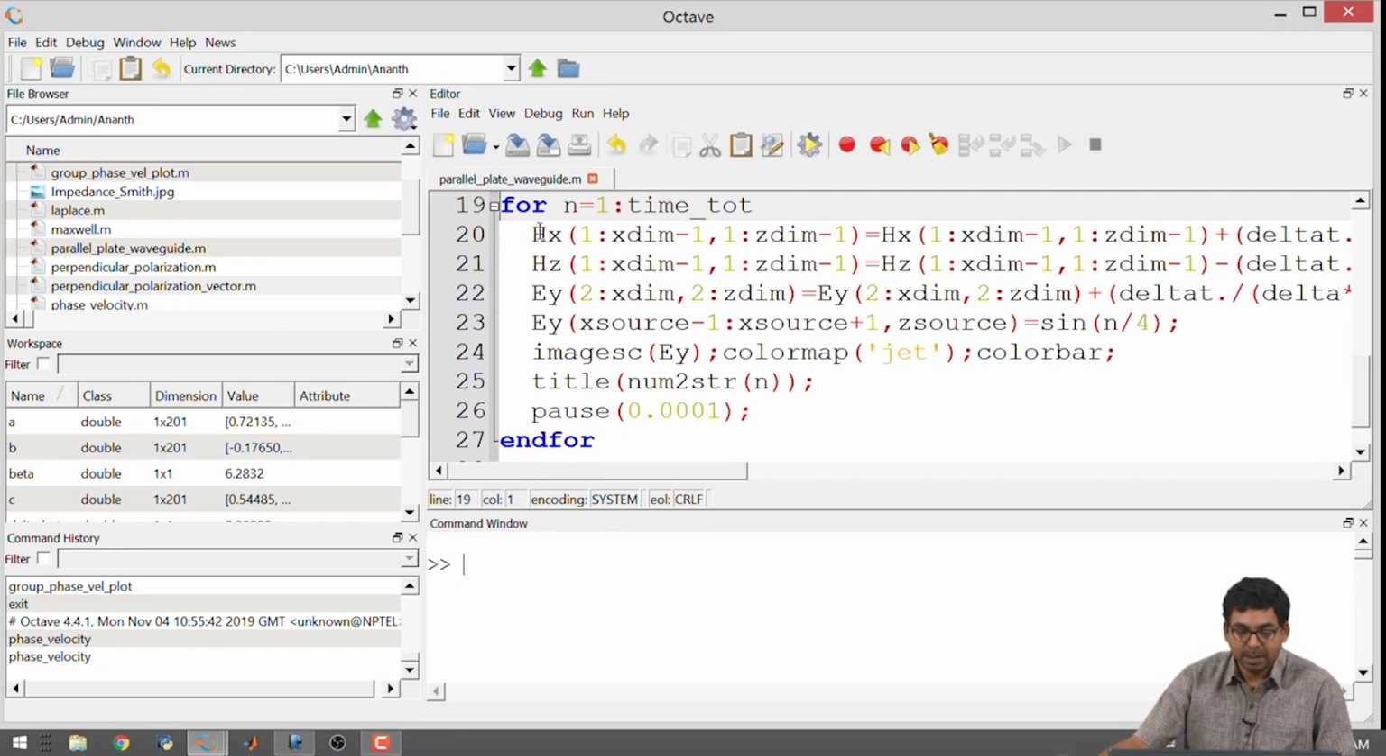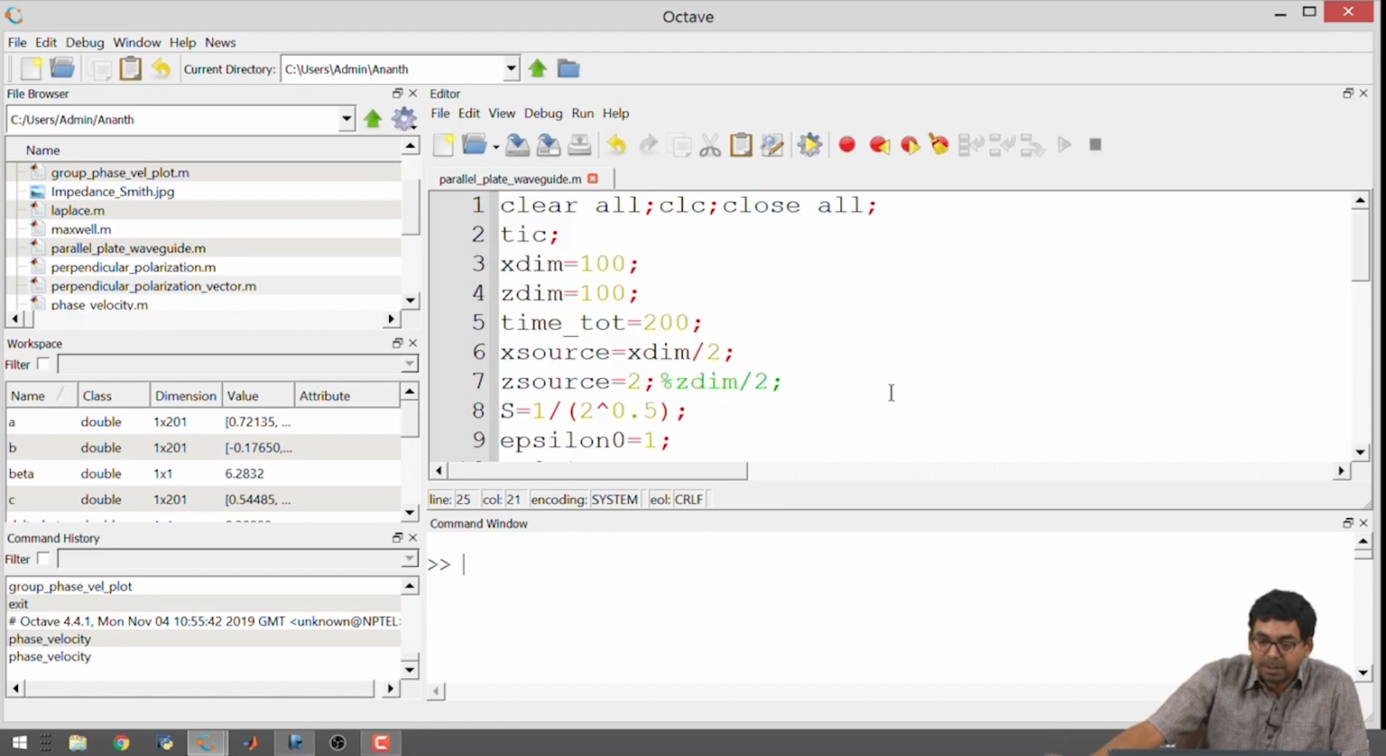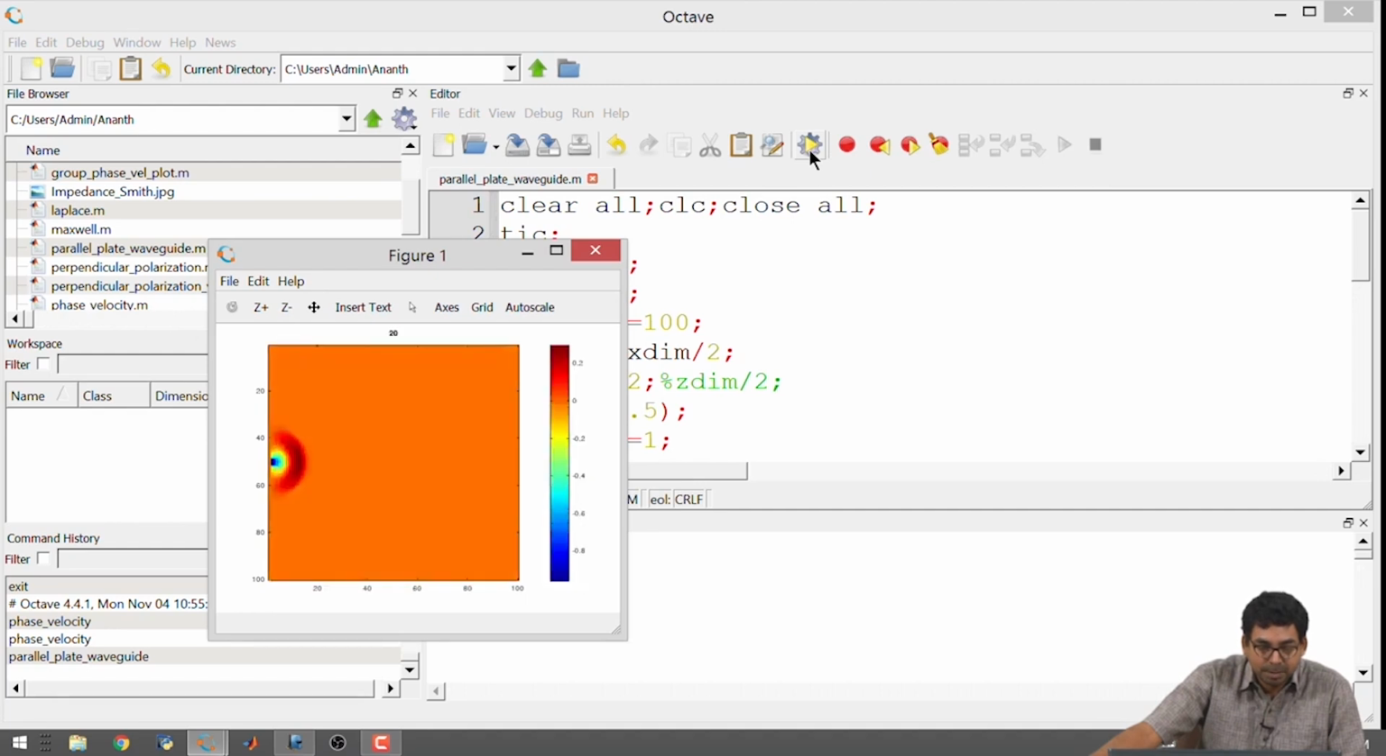Inside we had written the vector update for Hx, Hz, Ey. The first step that I will do is make sure that my program first runs and then I will start making modifications. I have removed a couple of lines, I will just make sure that my program runs and then I will start making some modifications to it. So, I will reduce the amount of time to say 100 time steps just to check what is happening. Okay. Seems to be running.